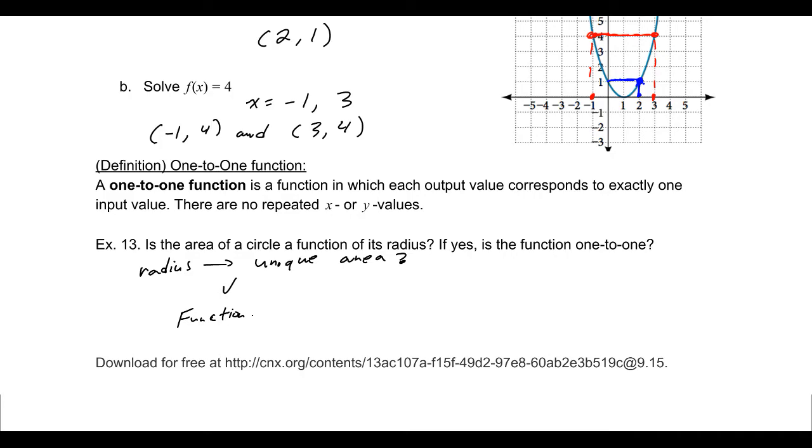Now, is it one-to-one? That would imply the other direction. That would mean that our area gives us a unique radius. And that is also true. So this is a function and it's one-to-one.